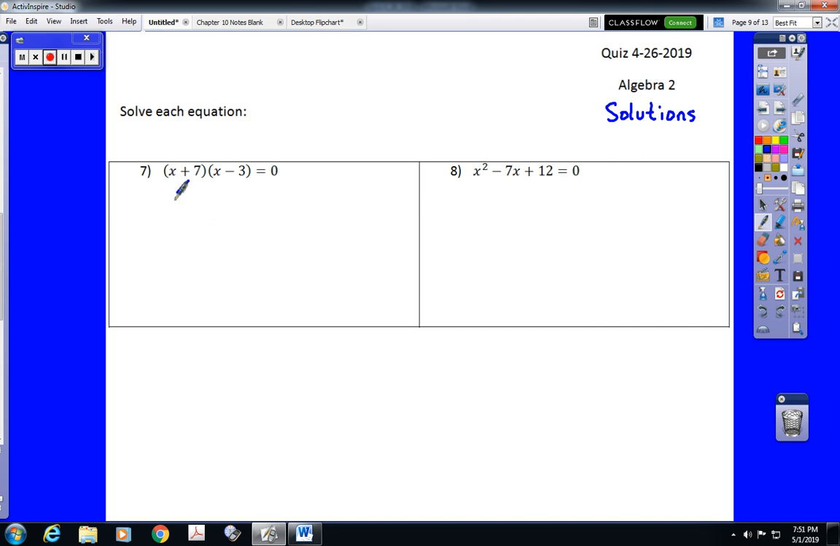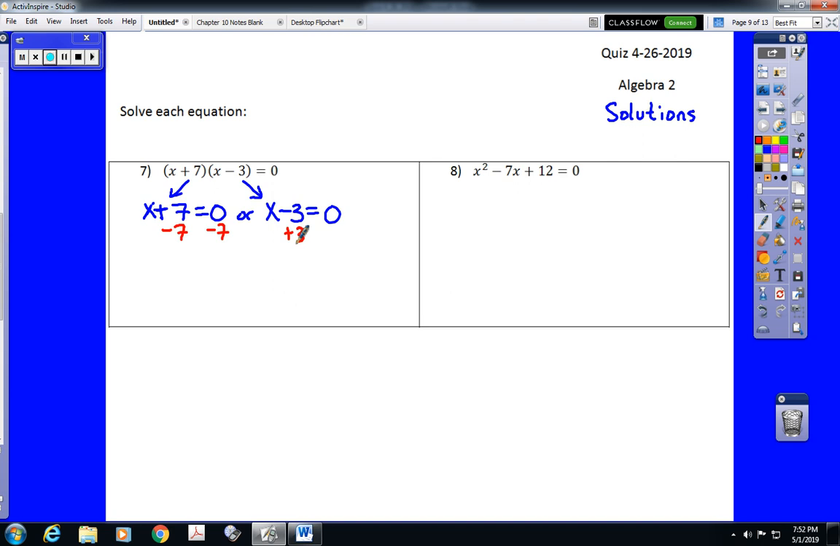So what we're supposed to do is use the zero factor theorem to figure out what those roots are going to be. So we take each of our factors and we set each factor equal to 0 individually, because for our solutions, one of those two factors has to equal 0. Each of those is a one-step equation.